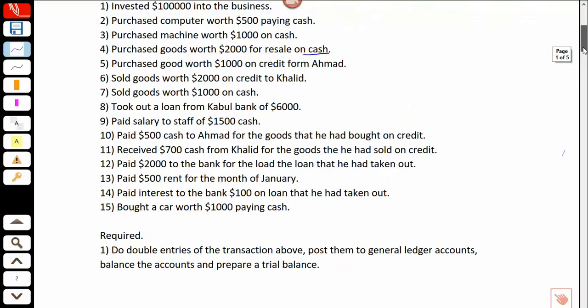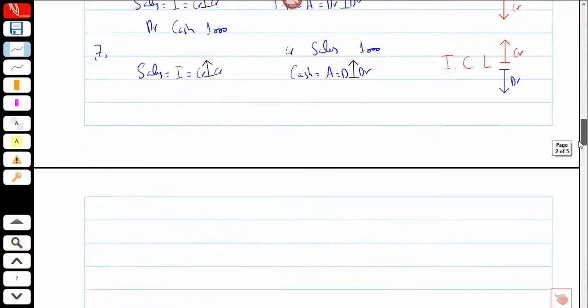Took out loan from Kabul Bank. When you take out a loan, what do they give you? What is a loan? You go to Kabul Bank and you ask for a loan. What are you asking for? Cash. You are asking for cash. So they give you cash. So very easy. This is cash.